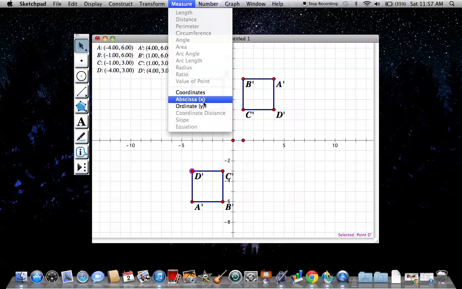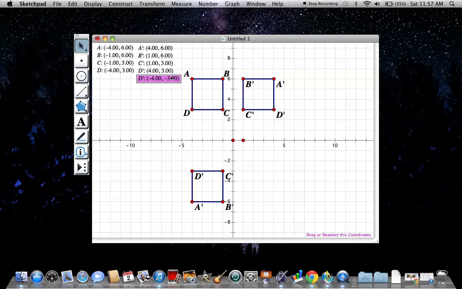Let's see. Coordinates. D prime. If you notice, in this case, the x value stayed the same. The y values changed because I went from a positive to a negative. So when we have a line of reflection and it's the y-axis, the x values change their sign. So they go from positive to negative, or if it's negative, it goes to positive. If it's across the x-axis, the y values change and it goes from either positive to negative or negative to positive. The numbers don't change, just the signs.